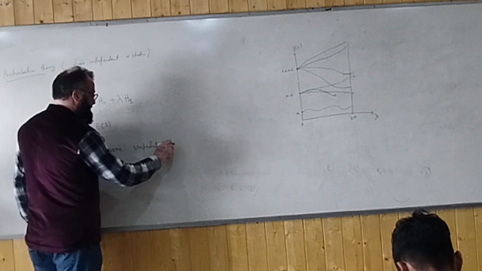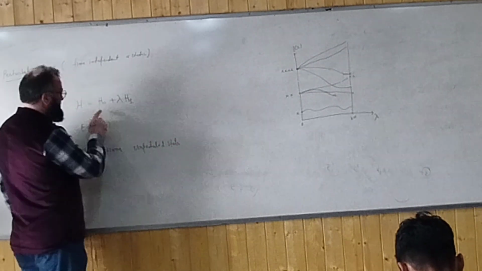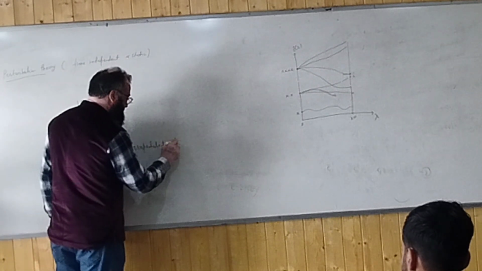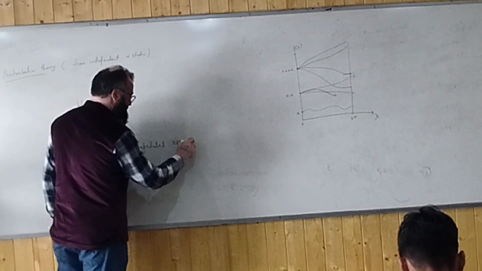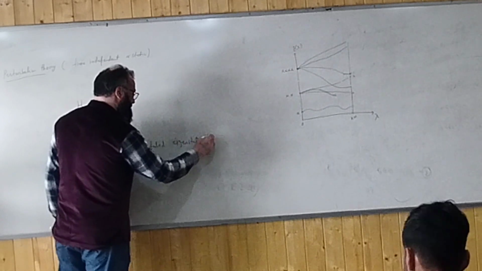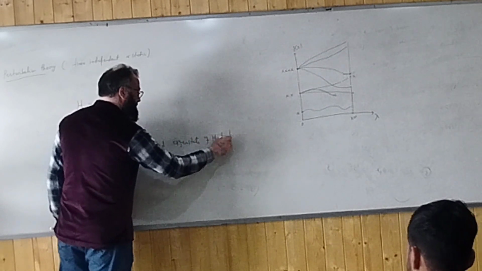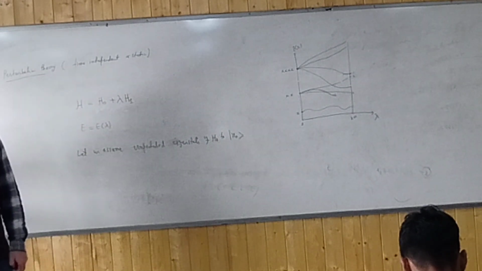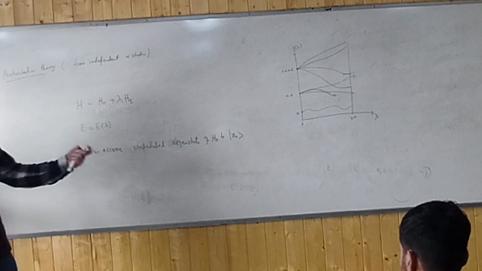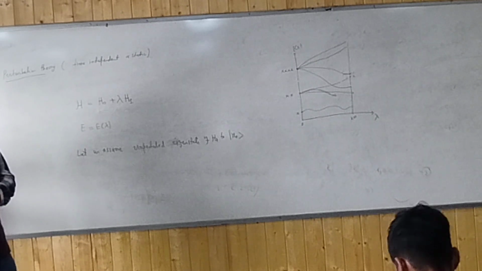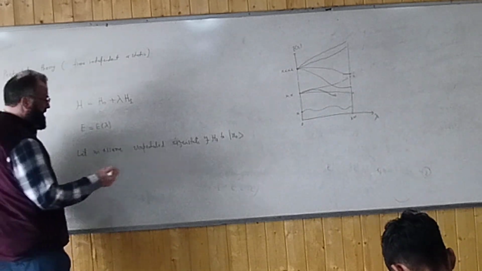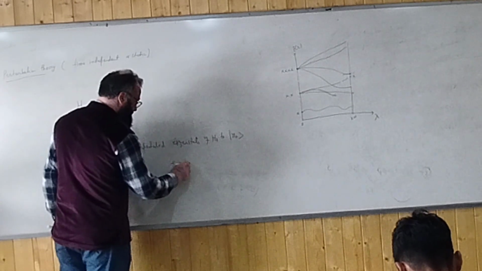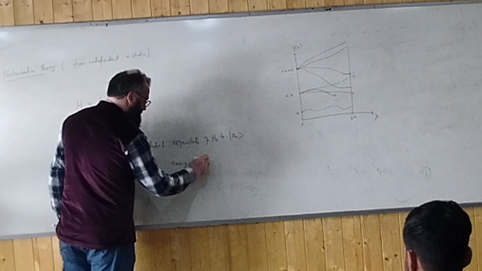So when I say the unperturbed states, it means these are the unperturbed eigenstates of H0. Let me write this as |n0>. Clear? When I put the superscript 0, it means it is an unperturbed state, with energy En0.